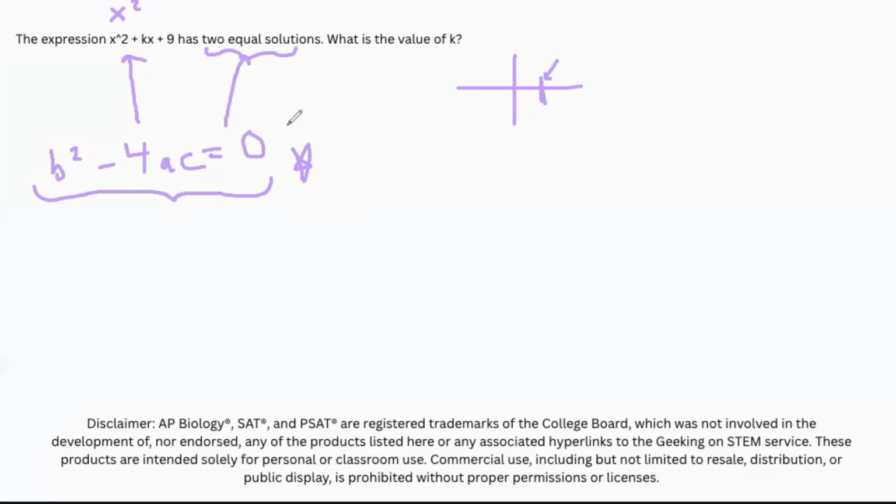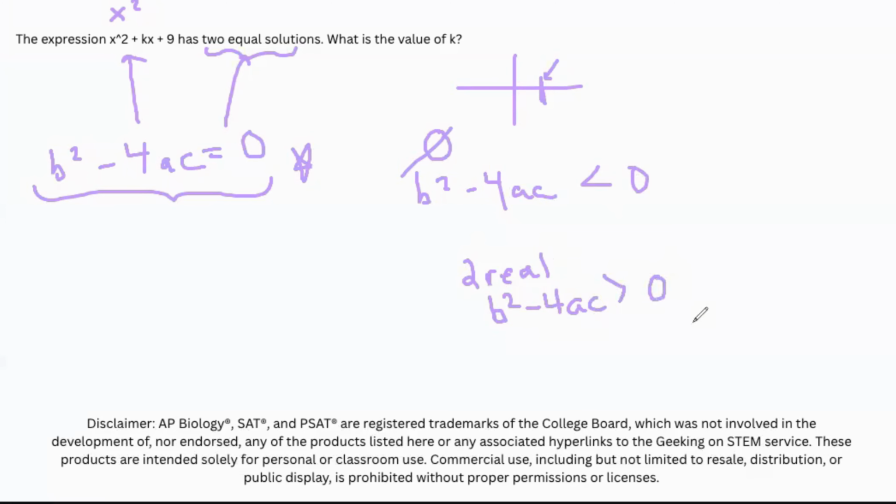Now, if they tell you it's no real solutions, meaning in the problem they say no real solutions, just as a disclaimer, that is letting you know that b squared minus 4ac is less than 0. The answers are complex and imaginary, so keep that in mind. If they let you know that there is two real solutions, they're letting you know that it's technically b squared minus 4ac is greater than 0.